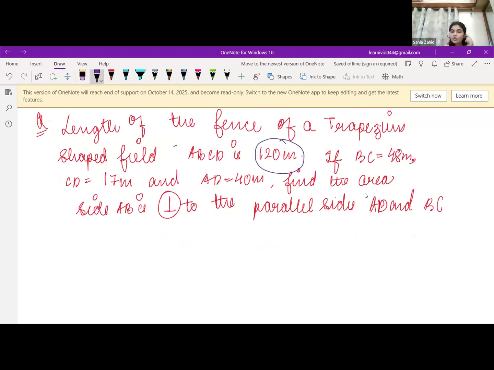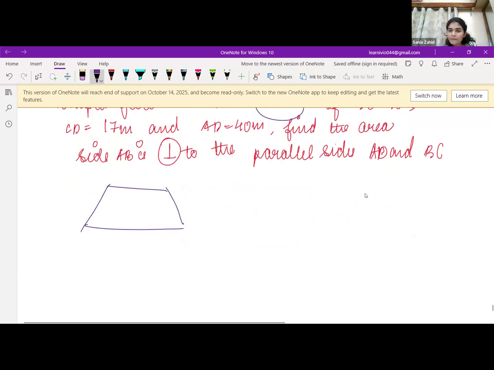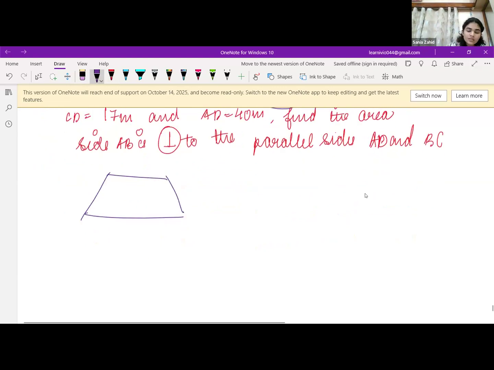meters. Now children, look very carefully. What does it mean, the length of the fence of a trapezium shaped field? Length of a fence means what? Where do we fence? If this is a trapezium shaped field, where am I supposed to fence? Tell me children. Ma'am, is it the perimeter? Speak loudly, Duha. Is it the perimeter? The perimeter, yes, very good.